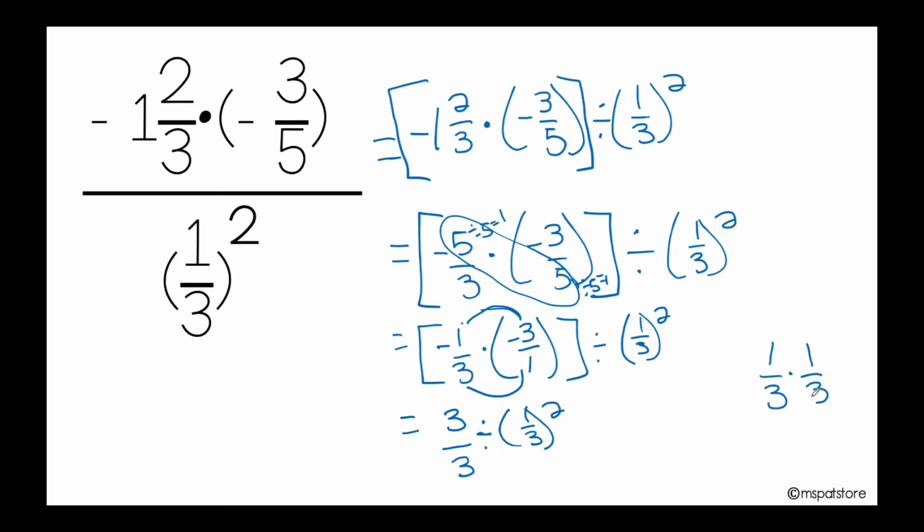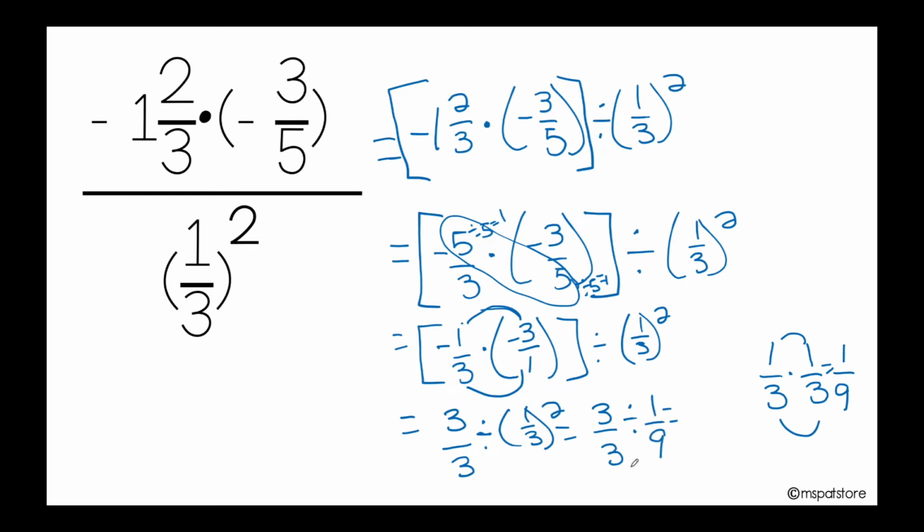1/3 times 1/3, which is 1 times 1 is 1, and 3 times 3 is 9. So it's actually 1/9. 3 divided by 3, I have 3 out of 3 divided by 1/9.